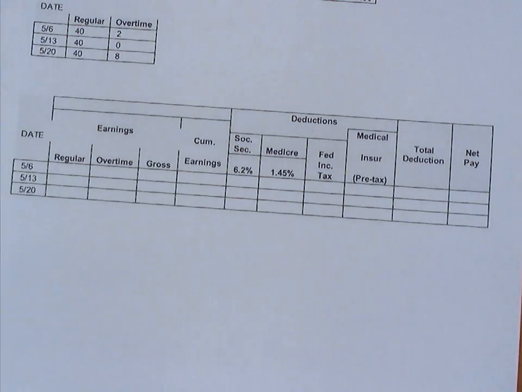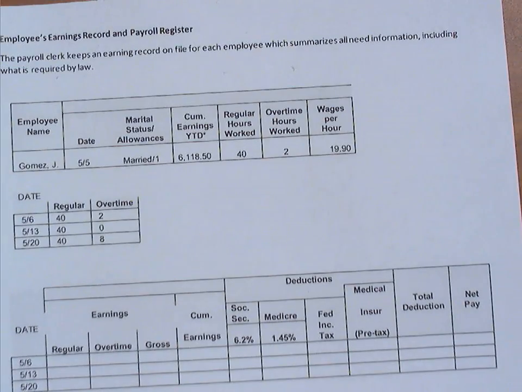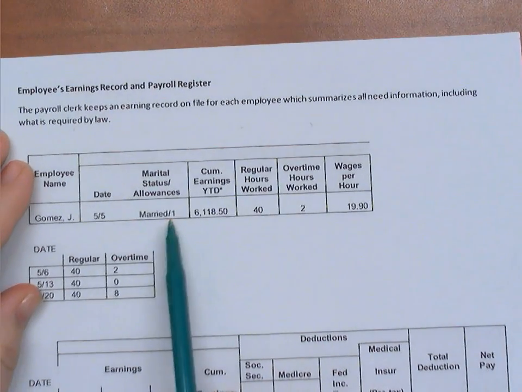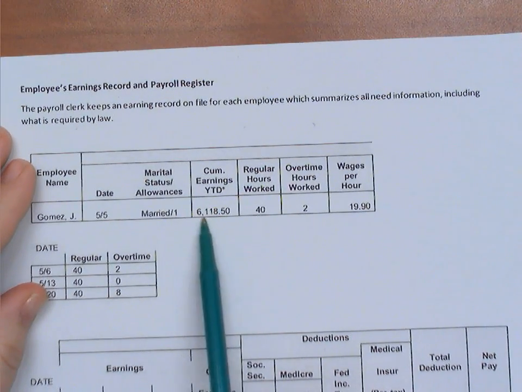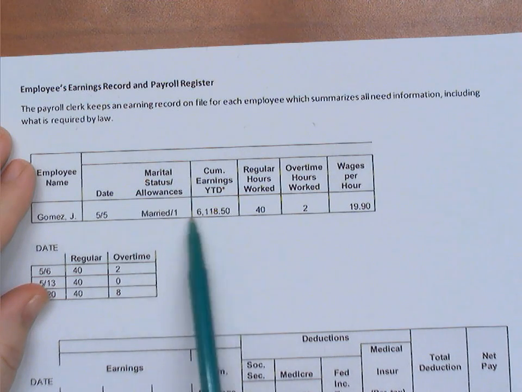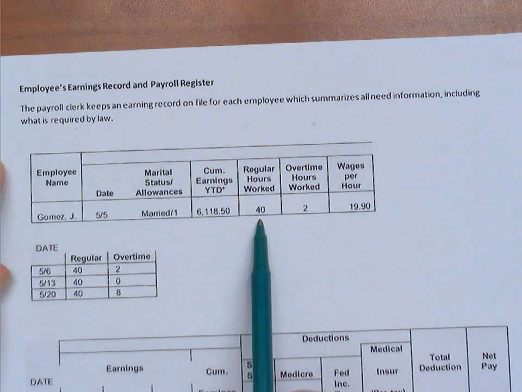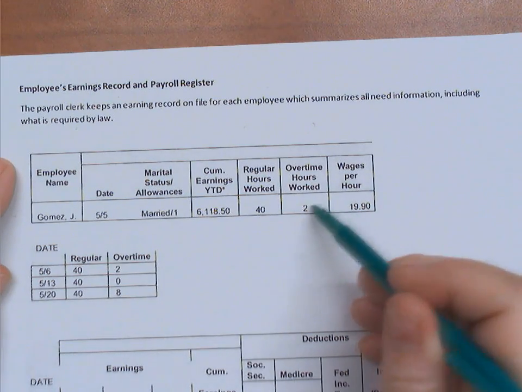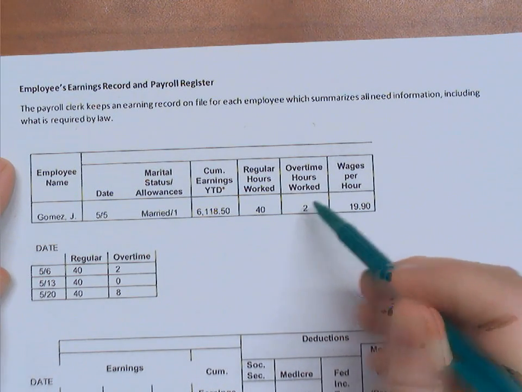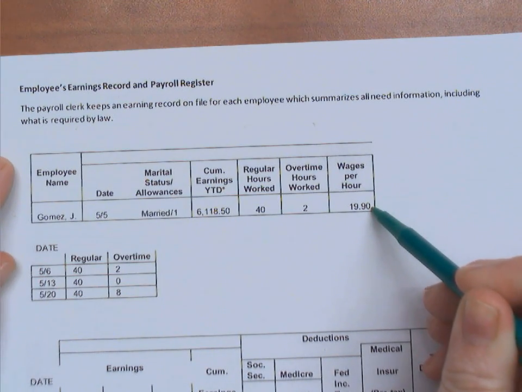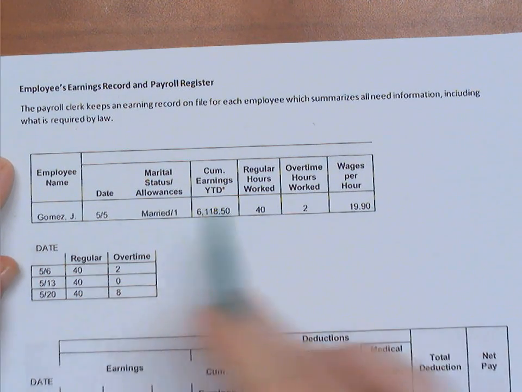Okay, so with that being said, we're going to look at Jay Gomez, and he is married with one allowance. He made a cumulative up to 5.5 of $6,118.50. He works regularly 40 hours a week, and he has 2 overtime hours, and his salary range is this. So this is what his week was before.